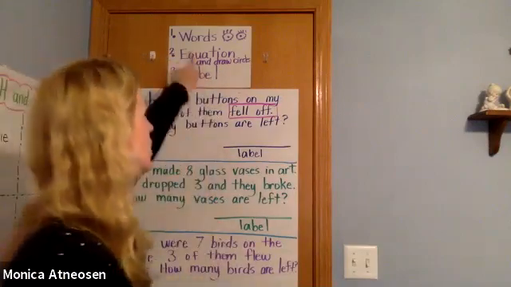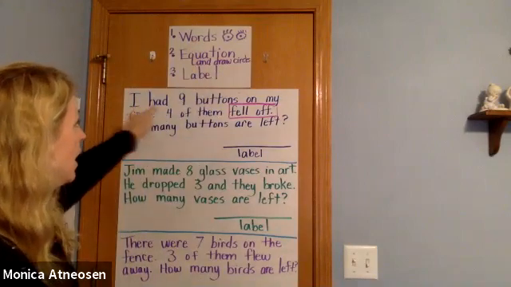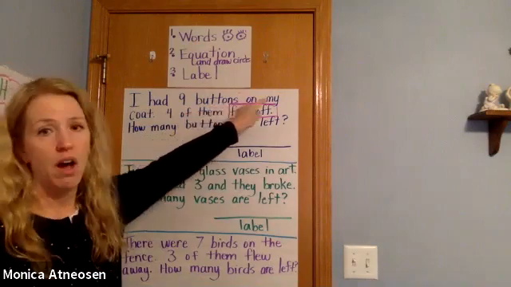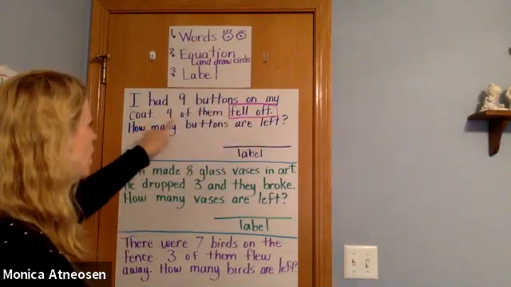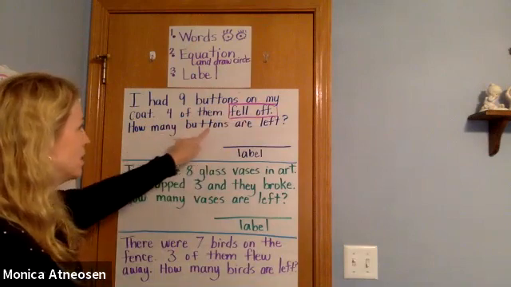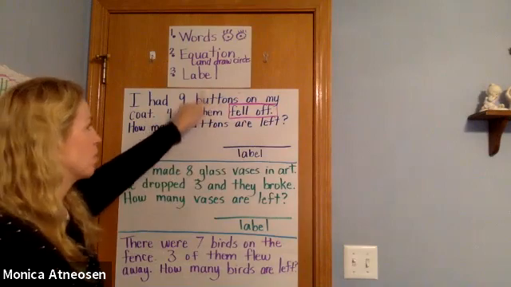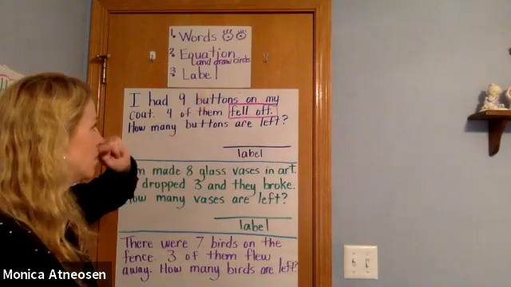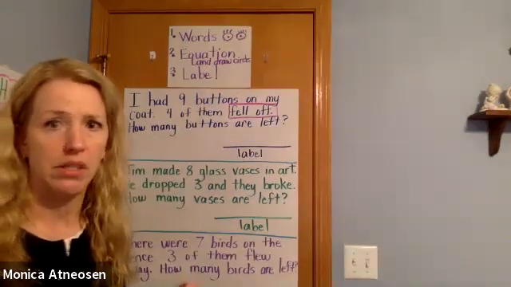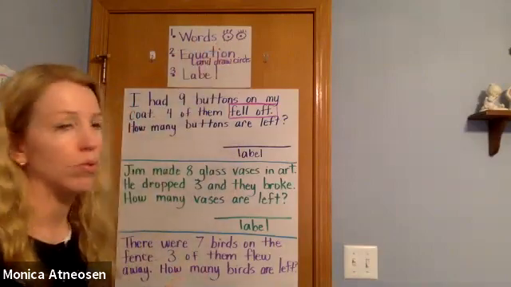So first we have to read and really look for those words. This one says, I had 9 buttons on my coat. 4 of them fell off. How many buttons are left? Well, first I noticed the story problem started off talking about the buttons. So I'm noticing and focusing and thinking about those words.